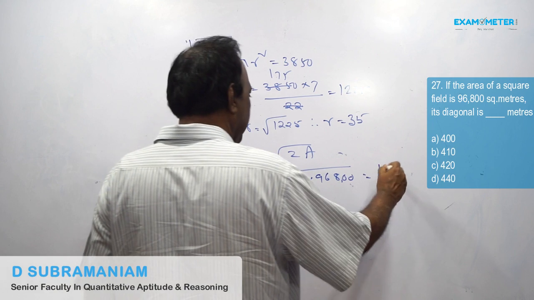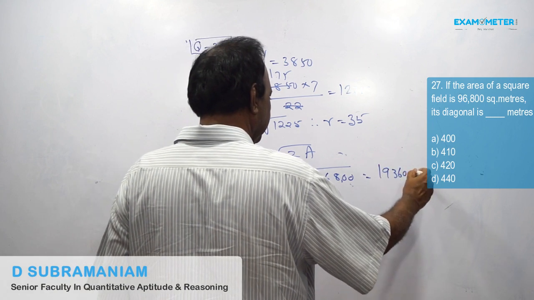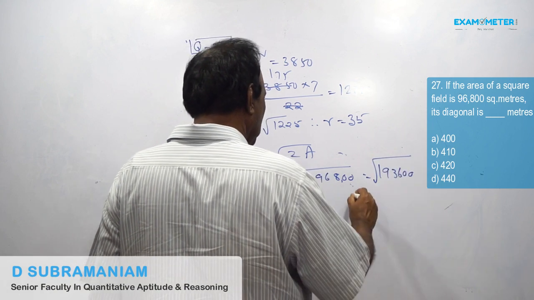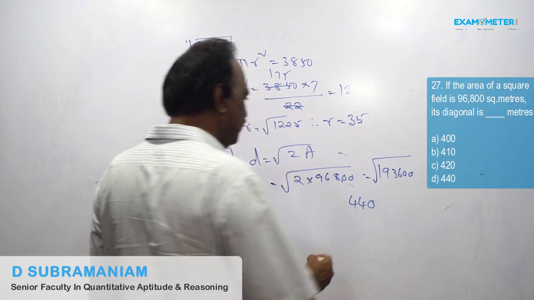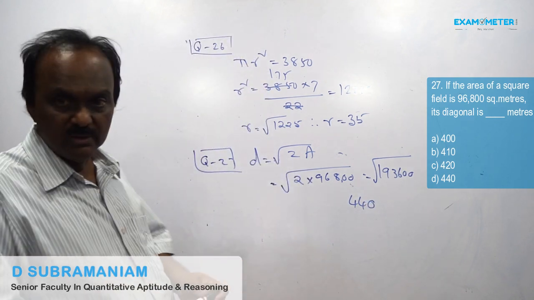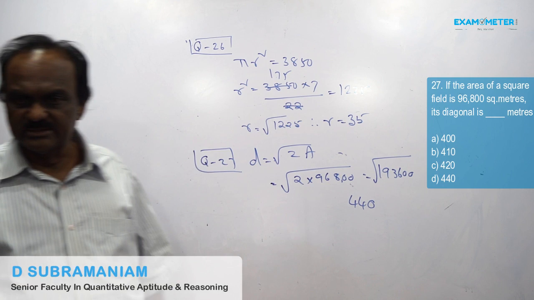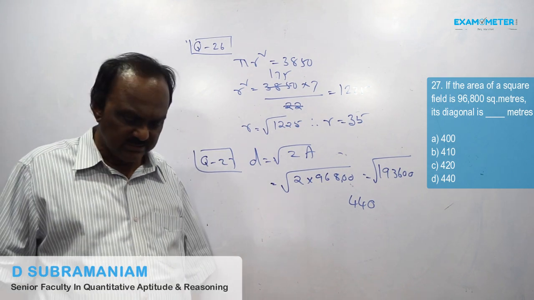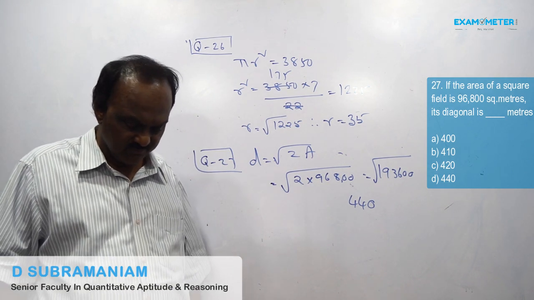This comes to 1936. Root of 1936 is 44, 440. So answer is 440 centimeters.